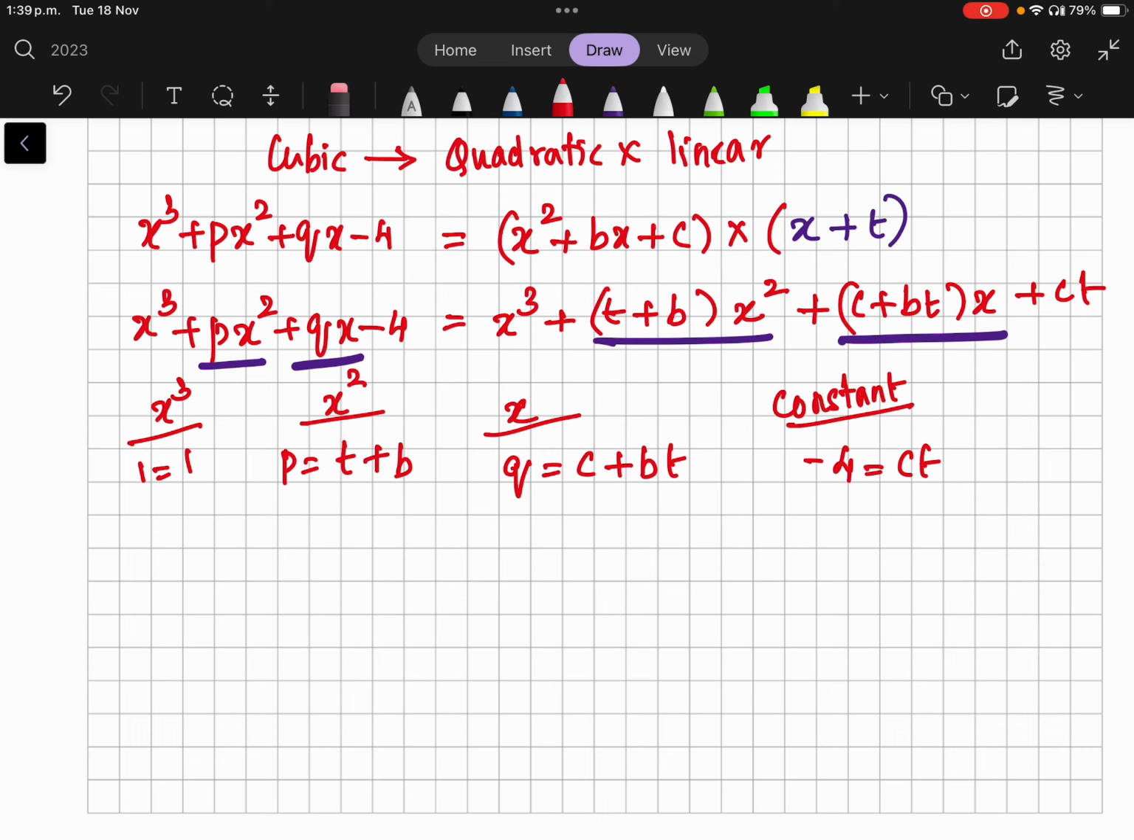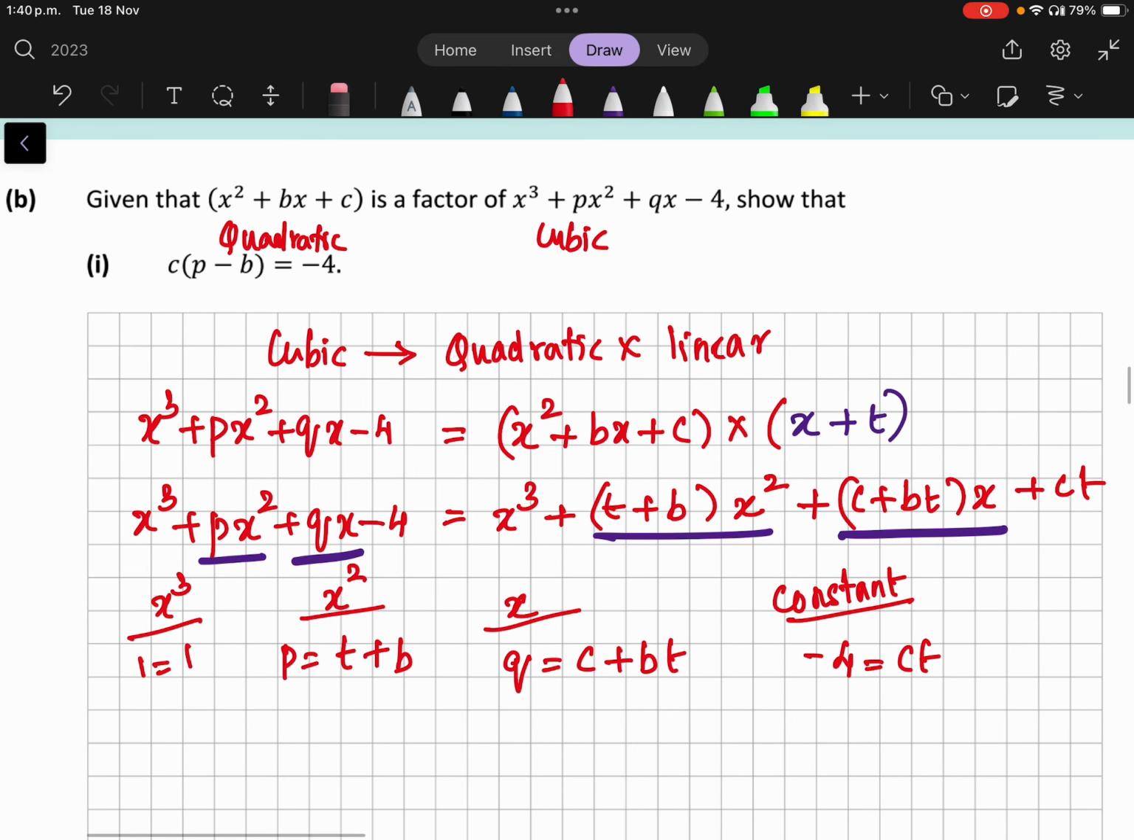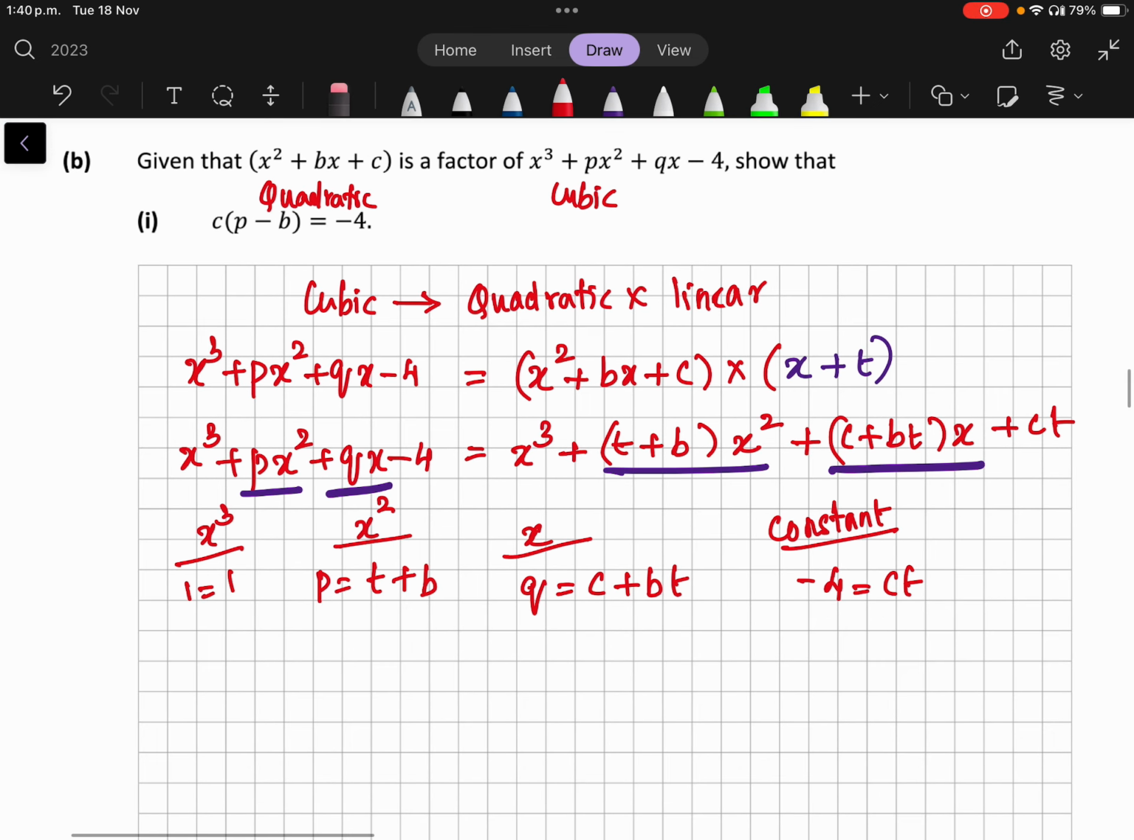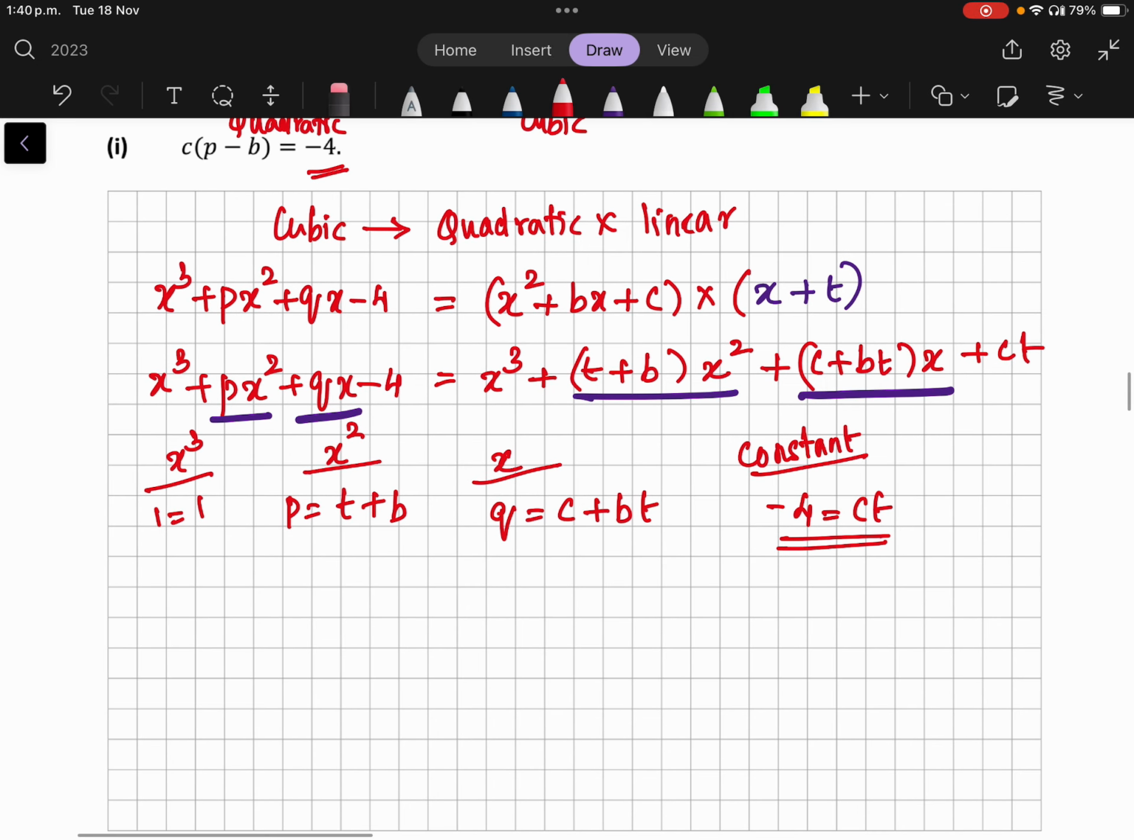Okay, now with this, let's look back at the question. So you need to have c into (p minus b) is equal to 4. So how are you going to work on it? Here you need a minus 4. So I know that I need to work with this, and I have a c in there, but I don't have a t in the answer. So what I have to do is eliminate t. So I'll take it from here where I can write this as t is equal to p minus b, and I can substitute it into this equation. So minus 4 is equal to c into (p minus b). Okay, now that's what we have for this one.